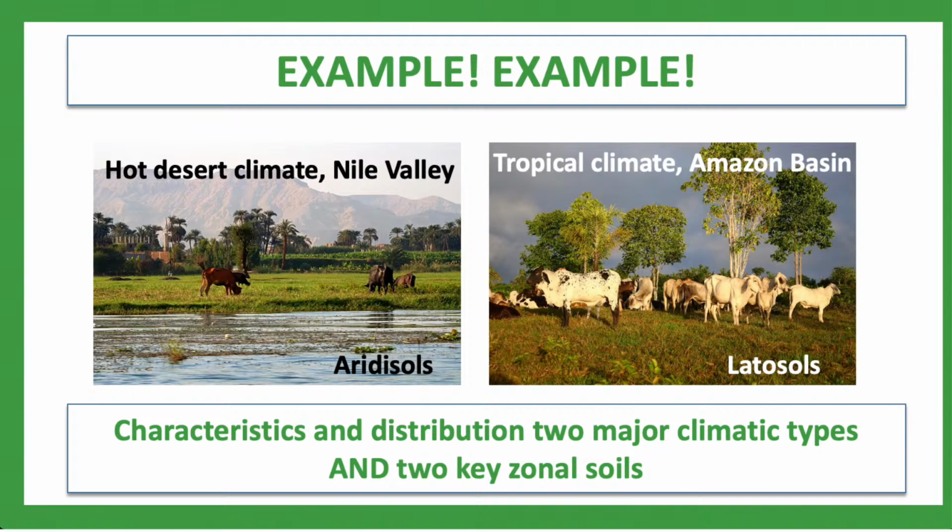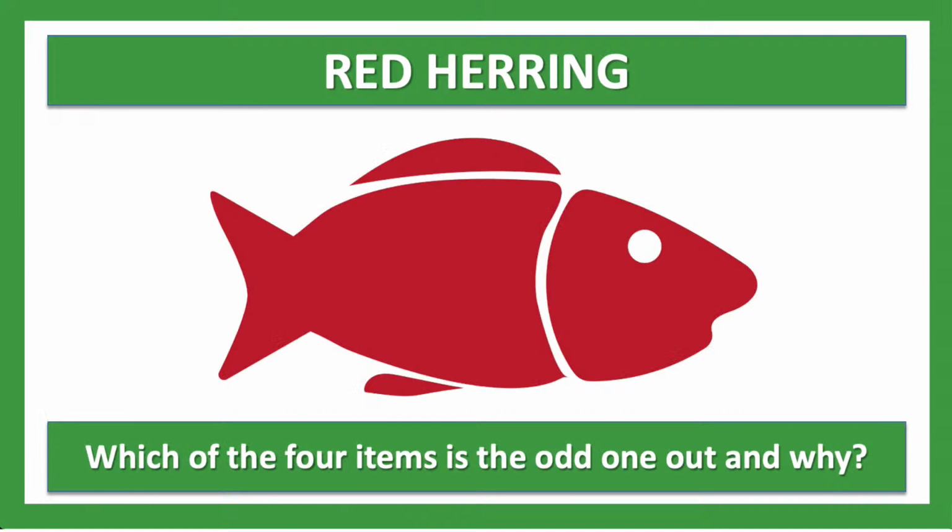So just a reminder here that what we are required to know about are 2 different climates and how that affects human activities, but also, and probably your case studies or mini case studies are linked together, 2 key zonal soils. So here we've got the hot desert climate in the Nile Valley and aridisols, and we've got the tropical climate of the Amazon basin and the latosols. So we're thinking about both soils and climate and how they influence human activities. Okay, over to you.